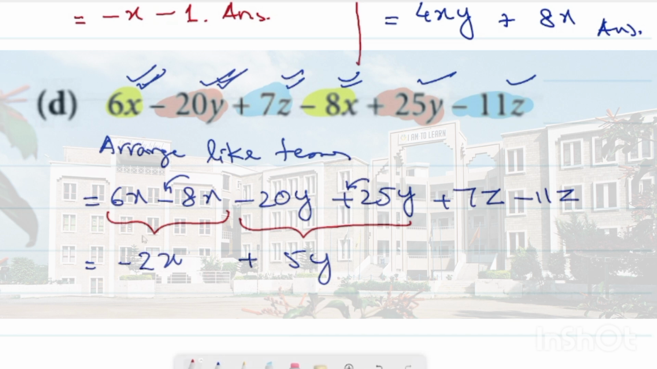And similarly, the last two terms are also like terms, and we need to simplify them. Different signs means subtract, so 11 minus 7 is 4z, but we keep the bigger number's sign, so this is negative 4z. Now we cannot add or subtract further because this is variable x, this is variable y, and this is z. Different variables cannot be added or subtracted, so this is your final answer after simplification.